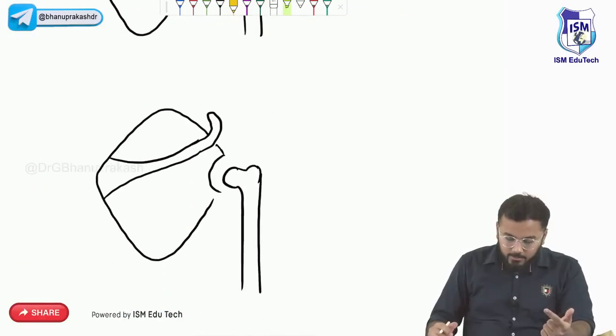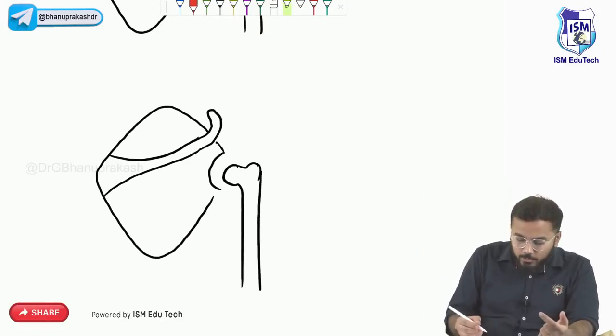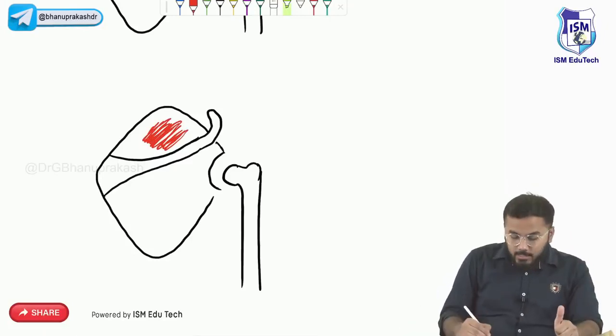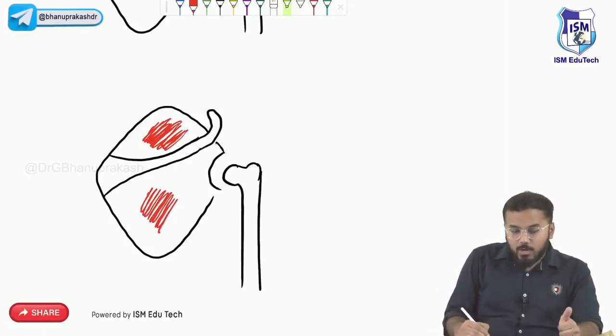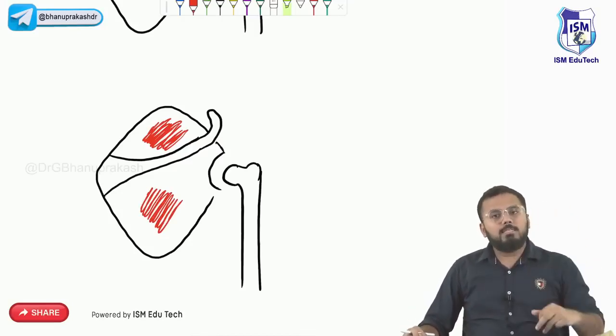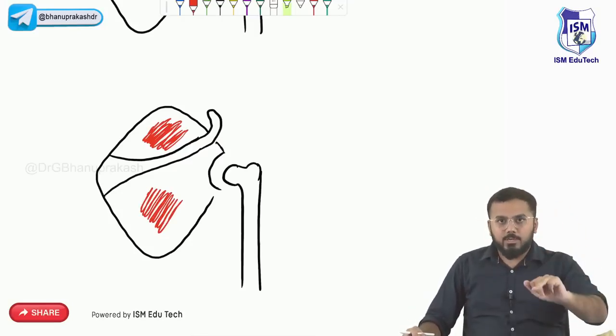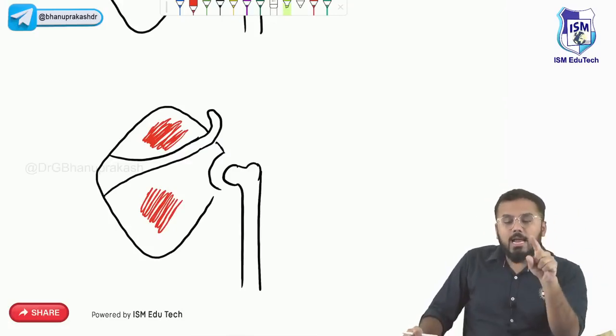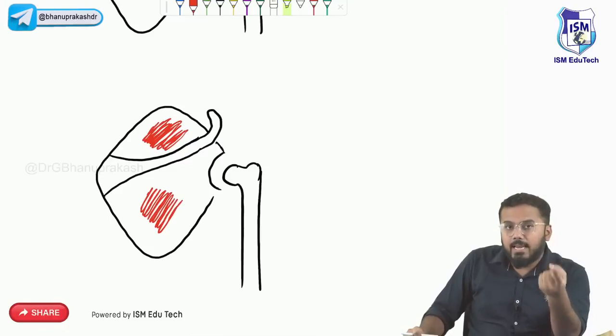Second important thing, what did I tell you? I told you that above the spine, this muscle is called supraspinatus. Below the spine, this muscle is called infraspinatus. And after that, I told you we have got two more muscles, teres minor and teres major. Teres major, I will not tell you because you already know, teres major attaches to which lip? Medial lip or lateral lip?